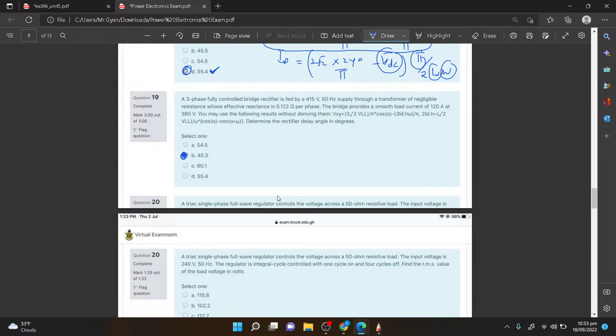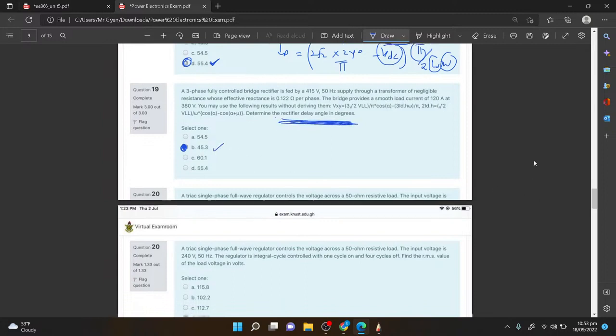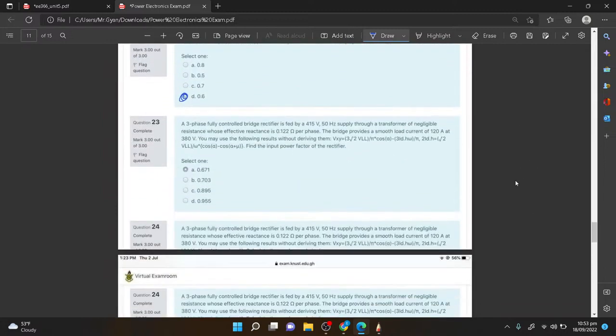What I was going to do was find the overlap angle. So the delay angle is 45.3. There should be a next question where you find the input power factor. That's psi times DF. We know psi for three phase to be 0.9549, and we got the DF to be 0.703. If you multiply, you get the answer 0.671.